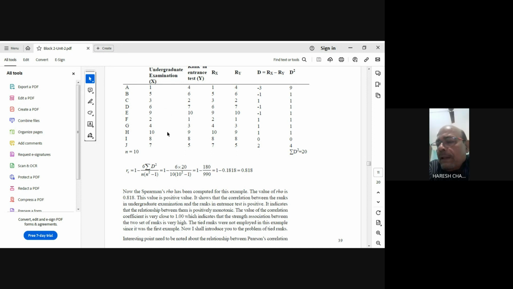Now you understand the logic. We say that when the data is not in interval scale, or is in ordinal scale, we cannot go for this Pearson's product moment correlation. Or the logic is, if the data is in ordinal scale or in ranks, we have to go for rank order correlation.